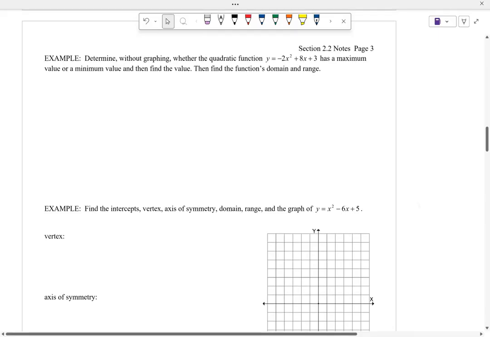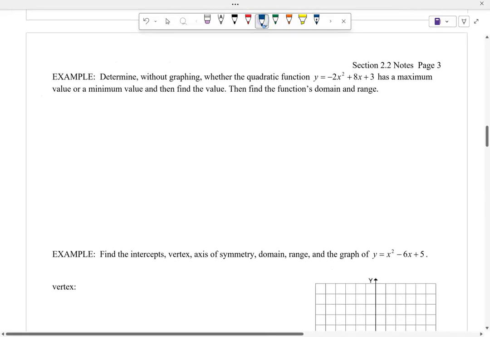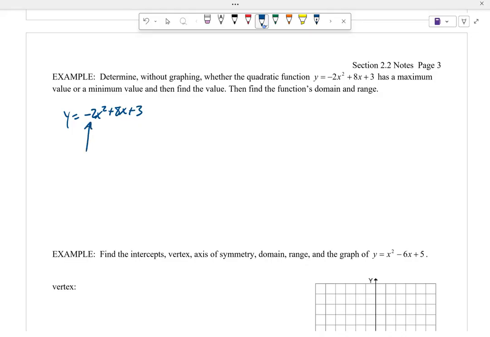So this says, determine without graphing whether the quadratic function negative 2x squared plus 8x plus 3 has a max or min. So hopefully you're looking at that a right there and know, well, it's negative. So wherever it's at, I know it's flipped over. So I'm going to have a maximum right there. I'm going to have a maximum value. And then what is the value? Well, it occurs at the vertex, right?